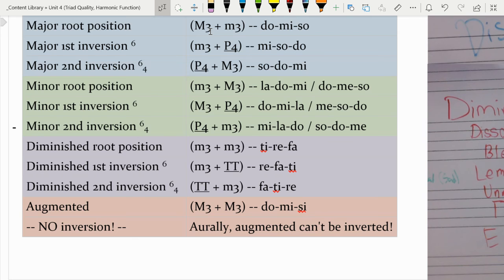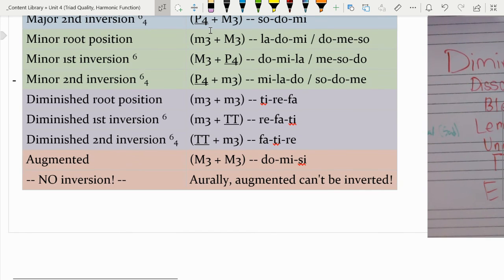Okay? So then diminished, you can see we have 2 minor thirds in root position, which we already did in the last video. When we flip it, the tritone is no longer in the outer voices, but now the tritone's in between the top 2 notes. So we have a minor third and a tritone, that's a diminished triad in first inversion. And then we have the second inversion, meaning the tritone is in the bottom, and then the minor third is on the top. So that would be a diminished second inversion.